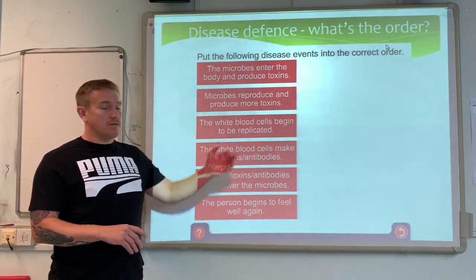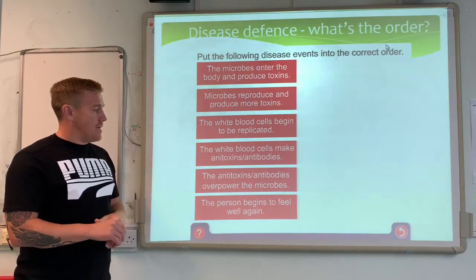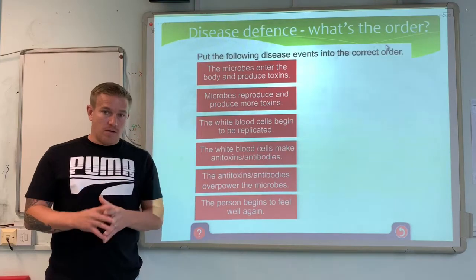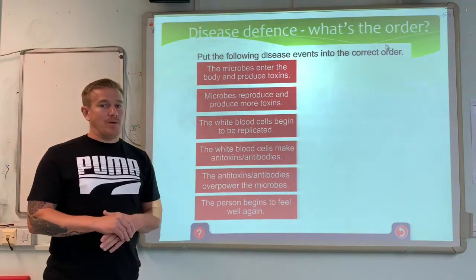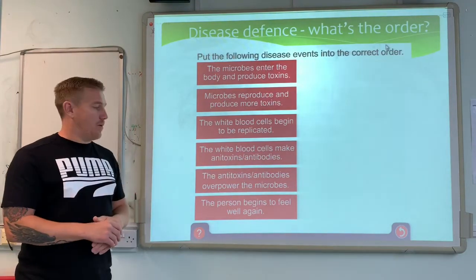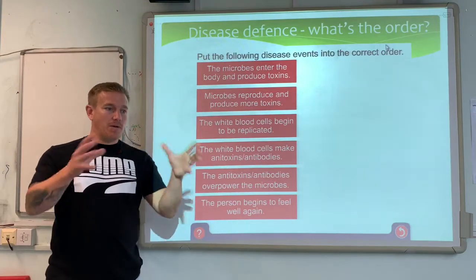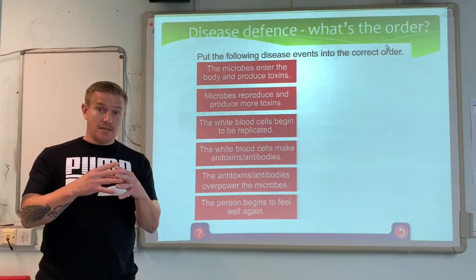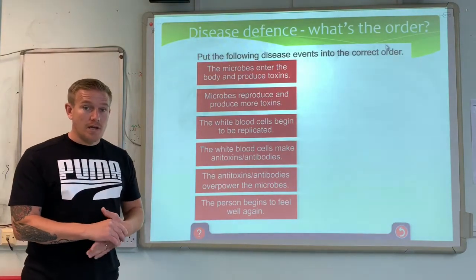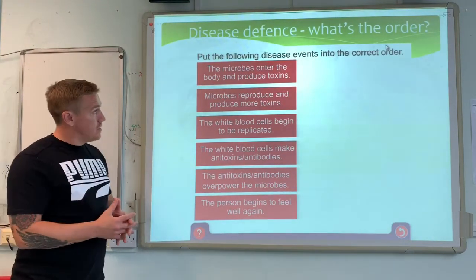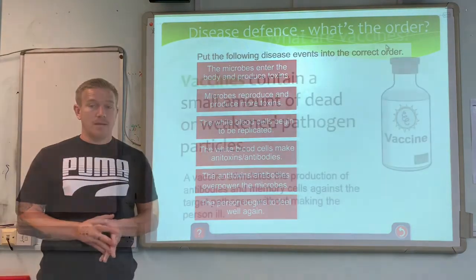The white blood cells start to replicate and try and kill this off. They make an antitoxin to rid us of that toxin that's inside, and they build antibodies too, and those antibodies can remember for a longer period of time. They then overpower the microbes, engulfing them in most cases, which is phagocytosis, it's quite a long word, and that rids the body of those microbes, and the person will be well again.